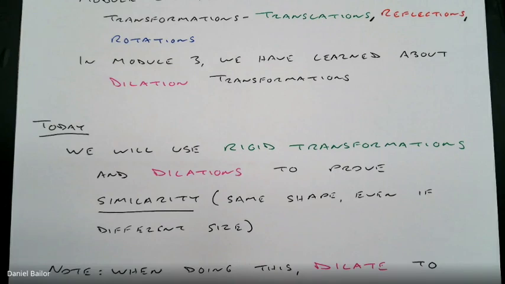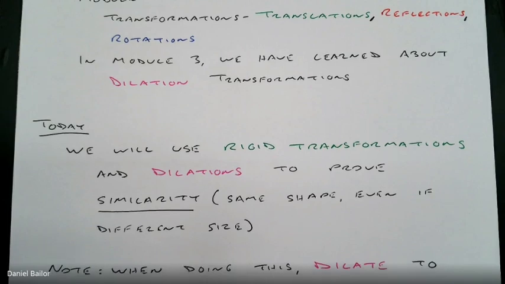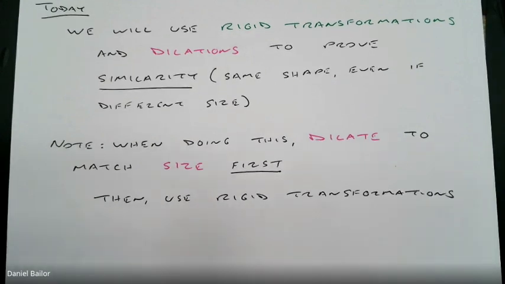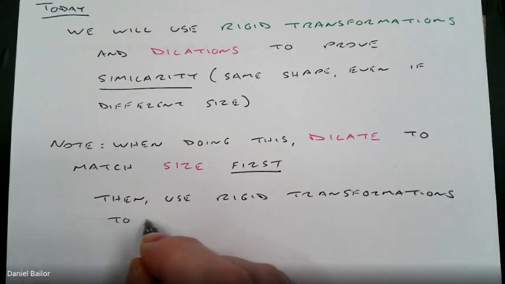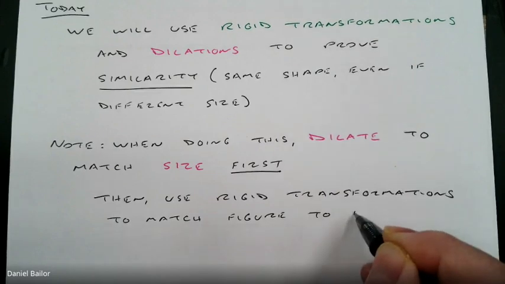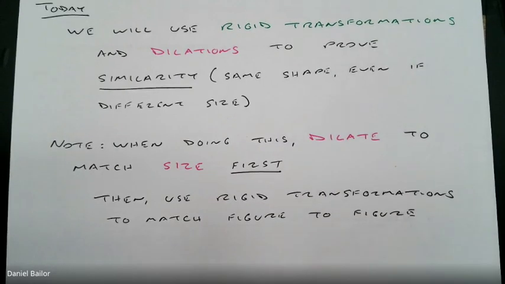Now, I do have a note I want you to pay attention to when we're doing this. The process for doing this, the first thing you should do is you should dilate to match the size first. And then after you dilate, you're going to use a rigid transformation to line them up. So match the size first, then use a rigid transformation to match figure to figure. So when we're doing the work today, dilate first and then use rigid transformations.